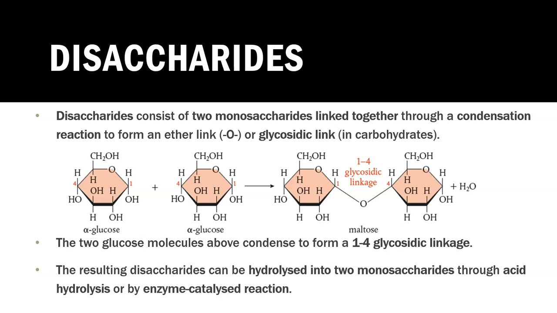The linkage is known as a glycosidic link, but remember that COC, this is an ether functional group. Okay, glycosidic link, ether functional group of that COC that we talked about when we did organic chemistry. Two glucose molecules form a 1,4 glycosidic link, so the link between carbon 1 and carbon 4 of the next adjacent carbohydrate. These can be hydrolyzed back into the monosaccharides through acid hydrolysis or an enzyme catalyzed reaction. Remember, with esters, it is an acid catalyst for the formation of it and a base for the hydrolysis.